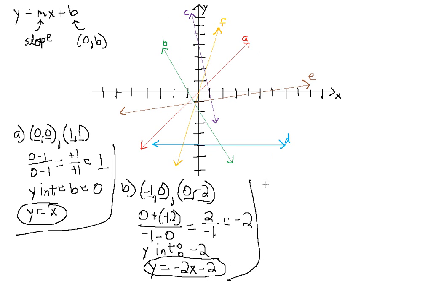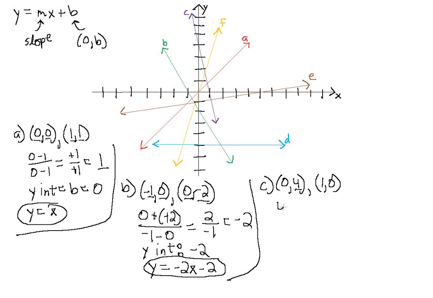Okay, let's look at C. Where is C? C is this purple line. Let's go ahead and pick a couple points. We have one right here at 0 and 1, 2, 3, 4. 0, 4. And we have another point right here at 1, 0. This should be very simple to solve.